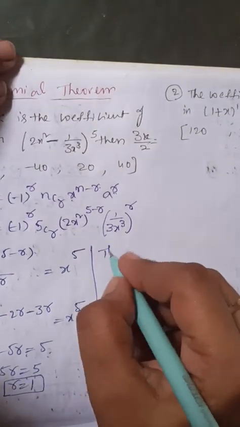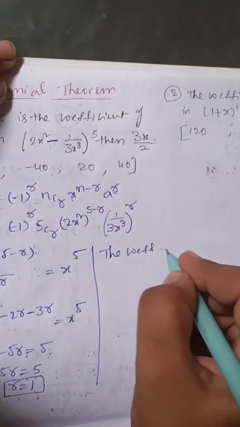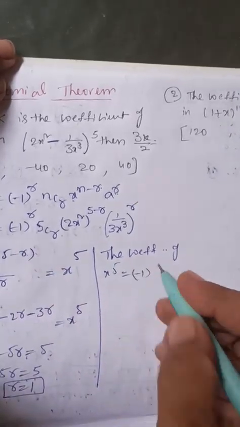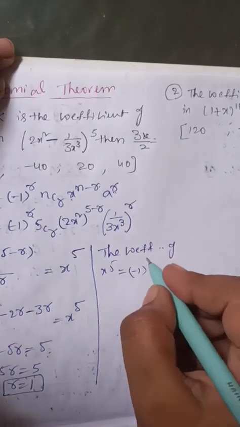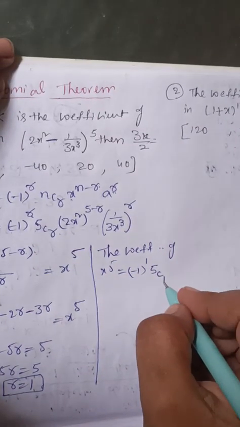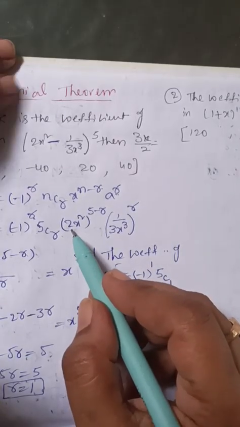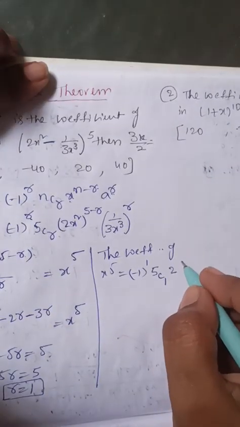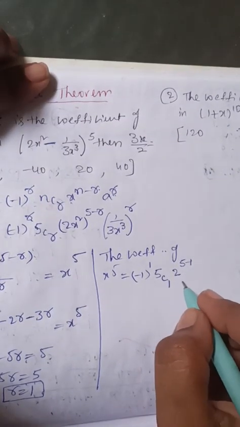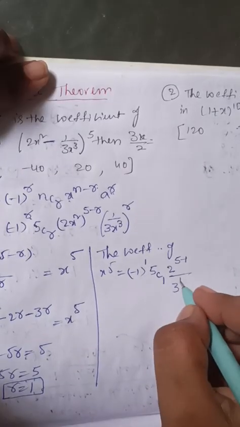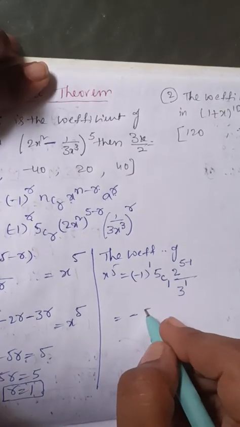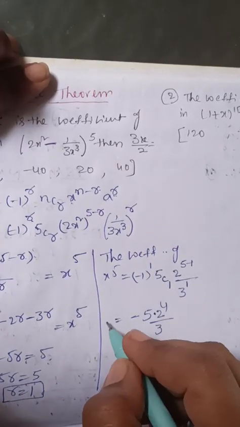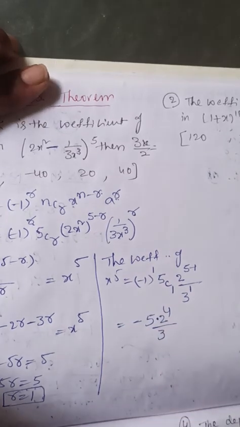So after getting r is 1, we need the coefficient of x power 5. The coefficient of x power 5 equal to (−1)^r, r is 1, 5Cr, and to take only the coefficients, here no need to write x. So 2^(5−1), and denominator 3^1. So minus 5C1 is 5, so 5 into 2⁴ by 3 is the coefficient of x power 5.